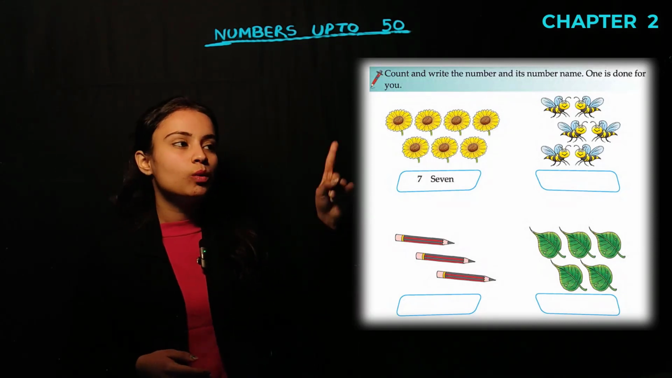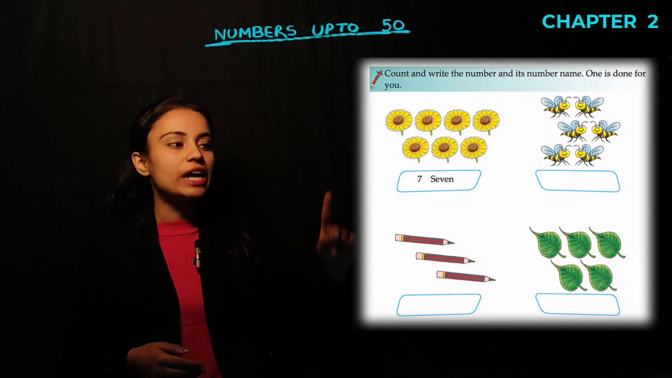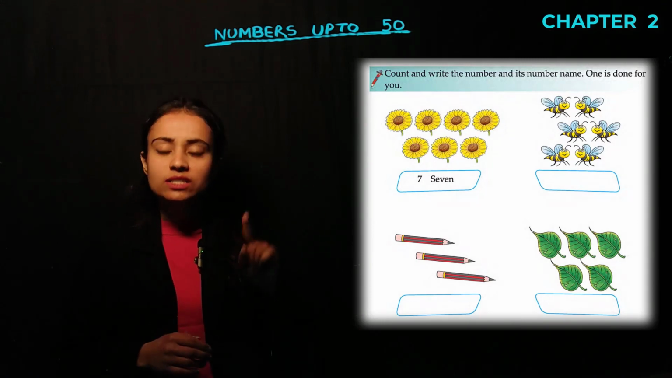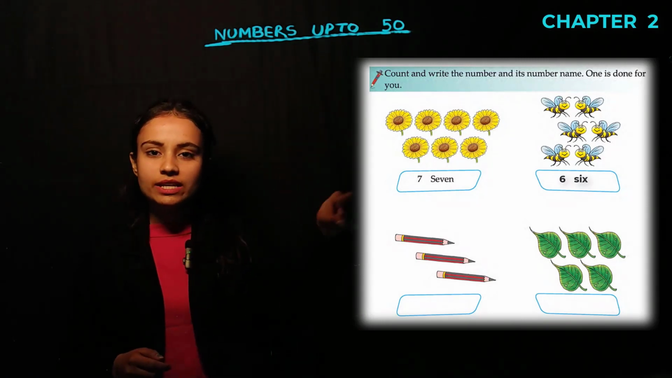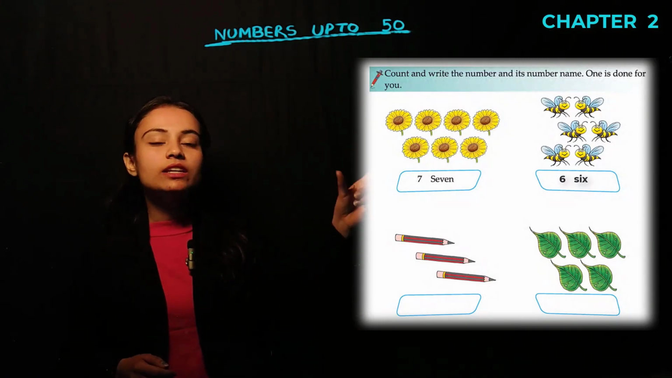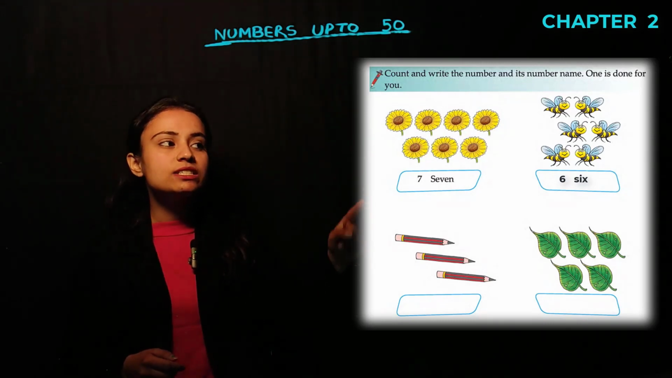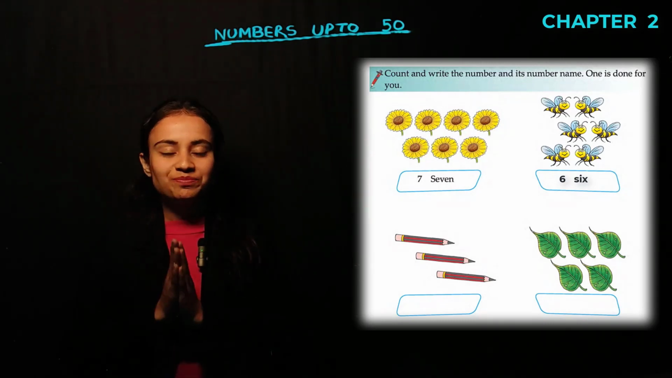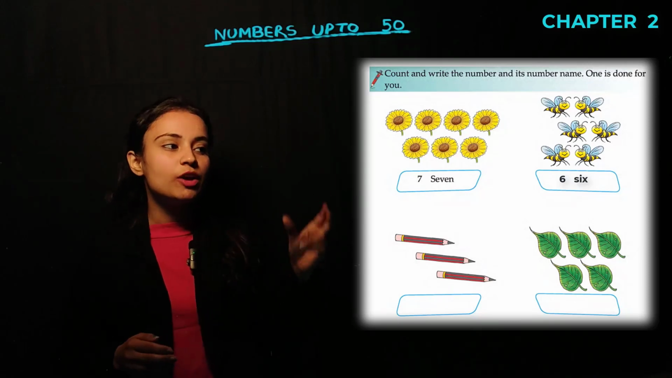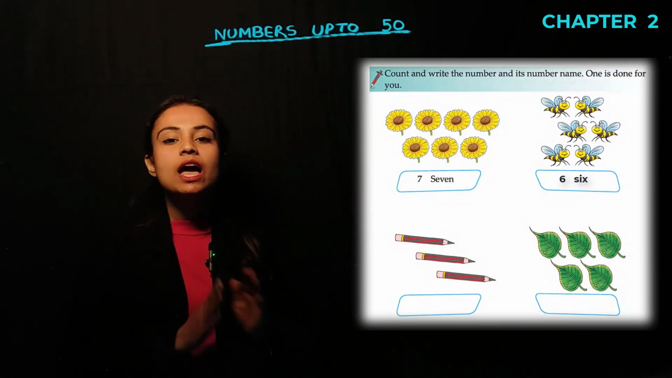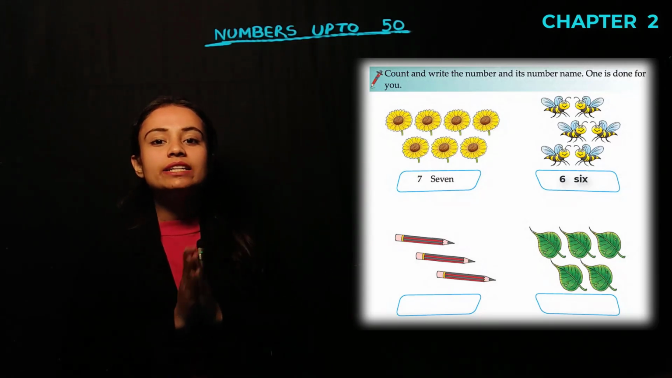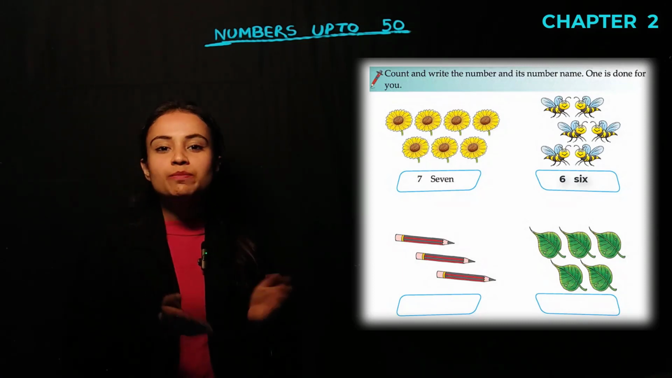In the next picture, we have some bees. Let's count them. 1, 2, 3, 4, 5, 6. Here a total of 6 bees are present. So we'll write 6 in number and then write its name as well, which is S-I-X, six. In the same pattern, we'll count the number of pictures in the following parts and write the number and its number name. So do the rest by yourself.